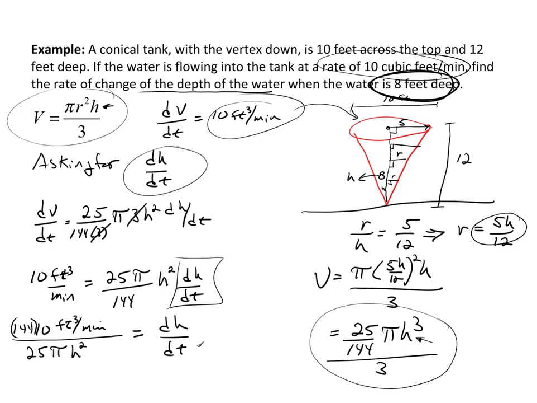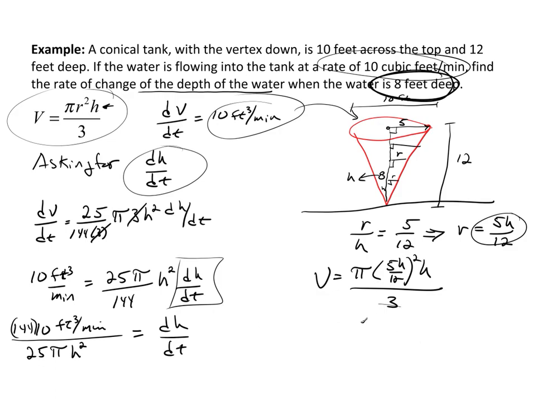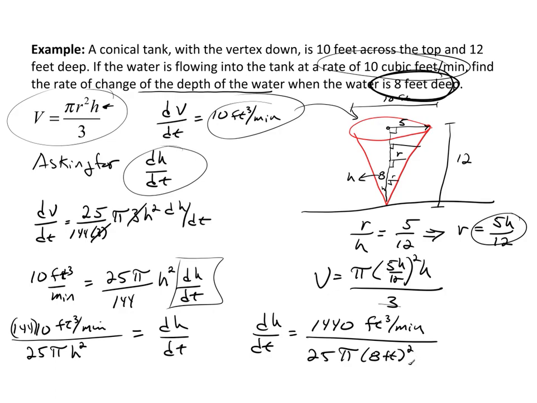So when that occurs, let me erase just a little bit of this to give myself a little bit more room here. Okay, now I got a little bit more room to work. So dh/dt, the rate of change of height with respect to time, is going to be equal to 144 times 10. That's 1440 cubic feet per minute divided by 25π, and h is 8 feet squared. So the feet squared will cancel with the feet cubed to give me just simply feet.